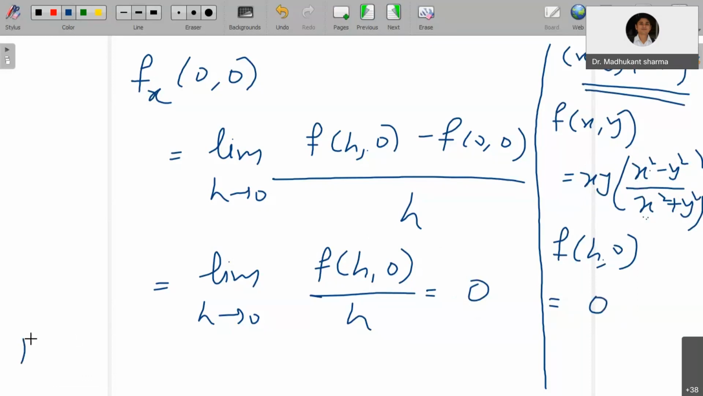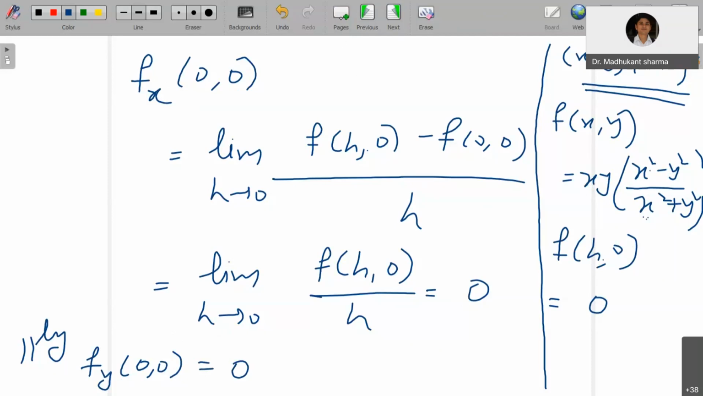Similarly, you can show that f_y at (0, 0) is 0, because if you find f of (0, k), now your x is 0 and y is k, and you replace everything, what you will get is 0. So the partial derivative of f with respect to x at (0, 0) is also now known to you, that is going to be 0.